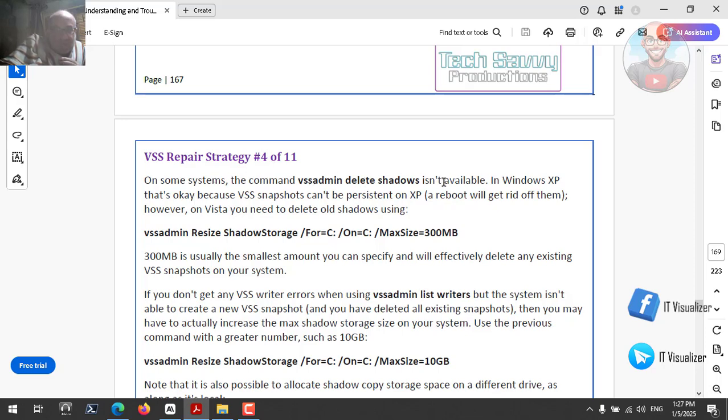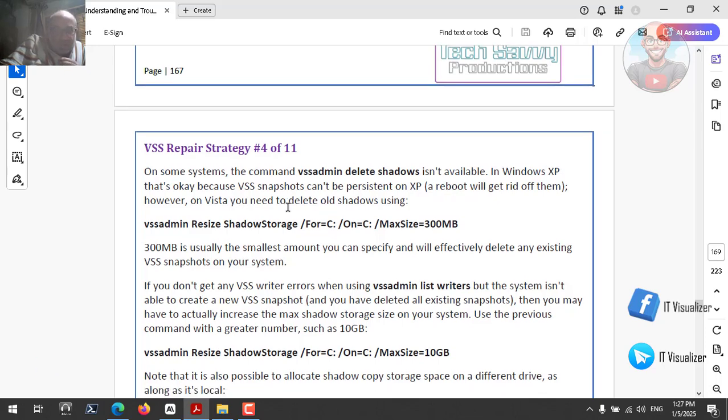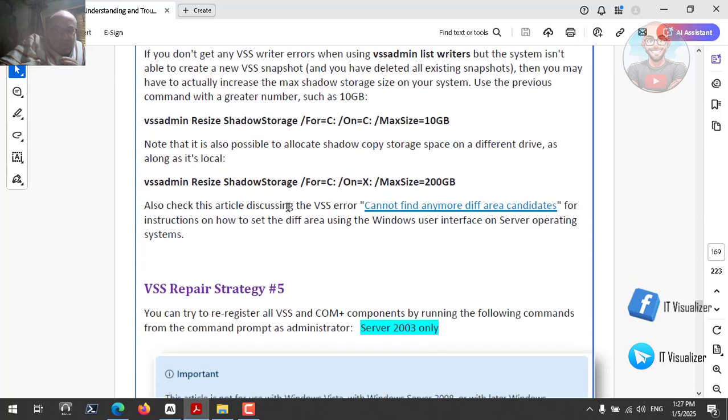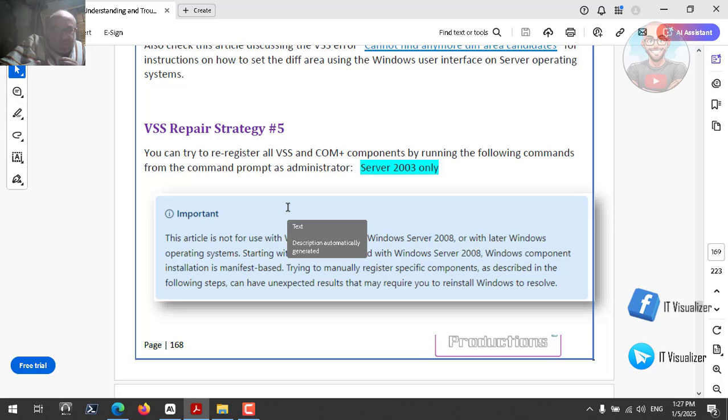So the command isn't available in Windows XP. So this is in Windows XP. I think this is a little bit old documentation maybe. Anyway, so we can see there is a lot of strategies here.